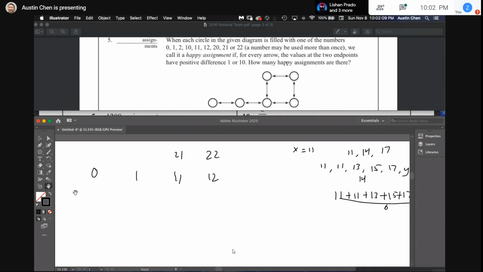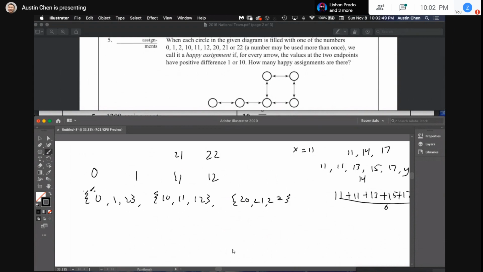Wait, Austin, you're going to do this problem? No, but when me and Bill were working this out beforehand, we thought about having the numbers in three sets. The three sets of numbers are 0, 1, 2; 10, 11, 12; and 20, 21, 22.